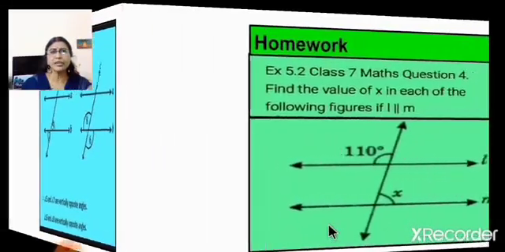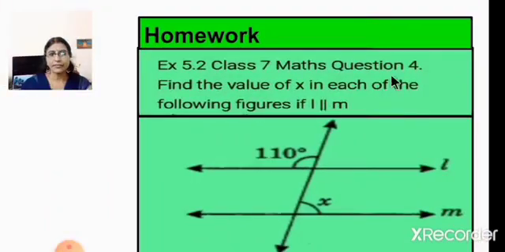Now children, based on what we have learned today, question number 4, first part is your homework, 5.2 exercise. Find the value of x. You have to find the value of x in each of the following figures if L is parallel to M. L is parallel to M and this is the transversal, and this angle is measuring 110 degrees. Based on this, you have to find the value of x. You will do this in your classwork notebook. That's all for today. Thank you.